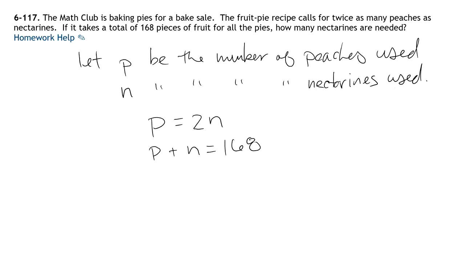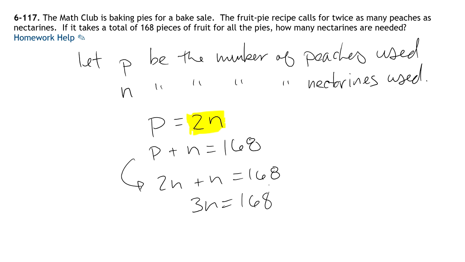Well, this is a beautiful problem that will allow us to use substitution, right? Because if you look, 2n is equivalent to the number of peaches. So I'm just going to replace that in the second equation. I rewrite the second equation. Instead of writing P, I'm going to write 2n and then plus an additional n, and that has to equal 168. Therefore, 3n is 168.